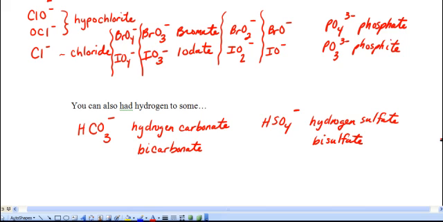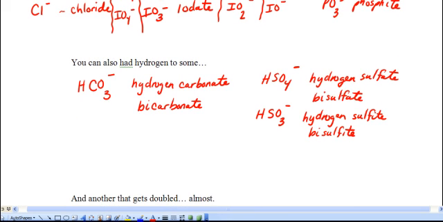All right. You could do the same with sulfite, SO3 2-, but when you add a hydrogen with that positive charge, the charge goes down to a 1-, and we would call this hydrogen sulfite. Or bisulfite. All right, scrolling down.